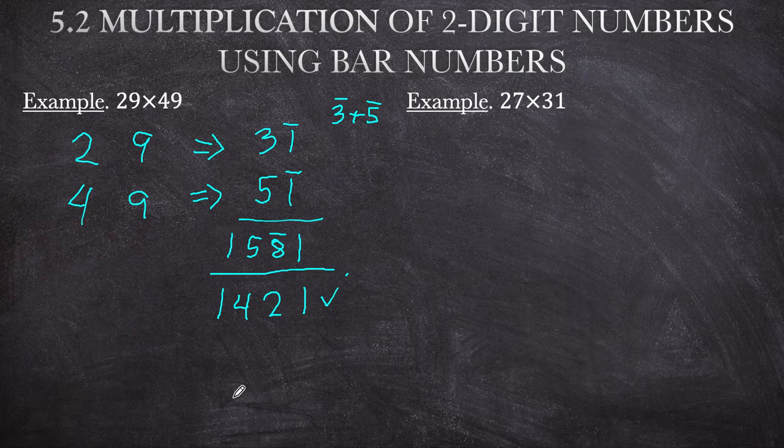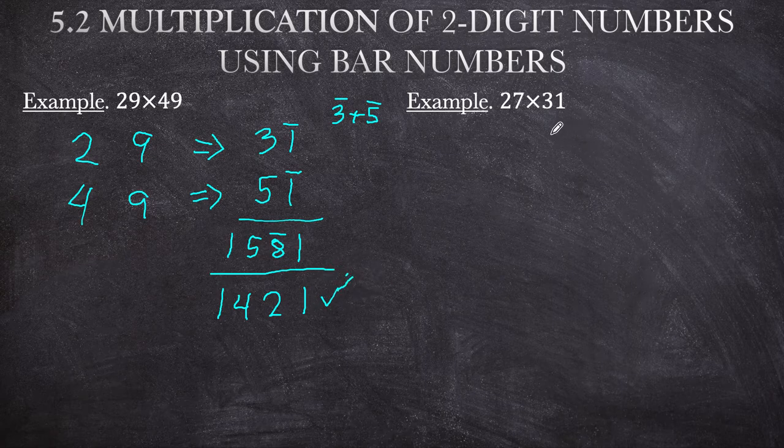Imagine if we did not make use of the bar numbers, the process would be big. The middle step and the ones digit would be quite big since we're multiplying 9 times 9. In our traditional method, it's in the partial products that most of the confusion and carelessness happens. So in Vedic maths, we try to get rid of that.